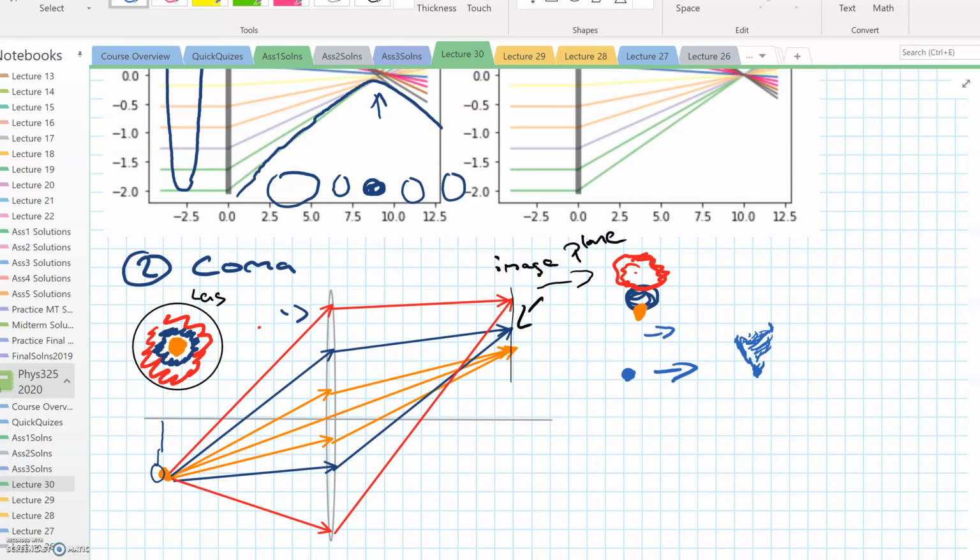And that's known as coma. You can also get special lenses which minimize this effect. Usually you have to use multi-lens systems so that you're not going too far up in the lens.